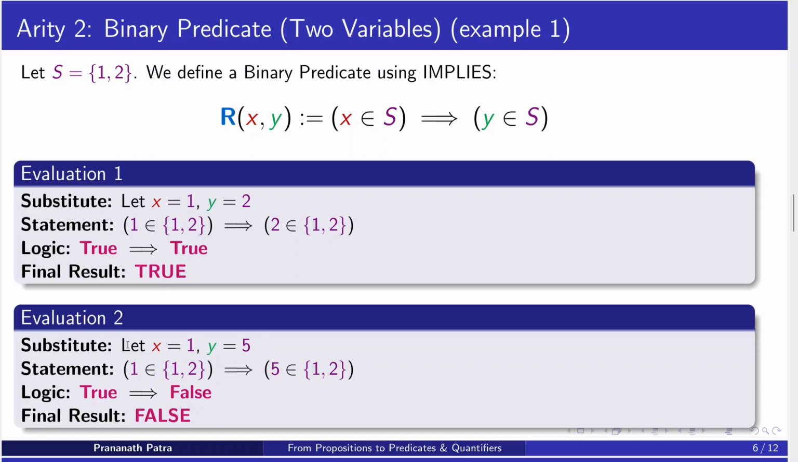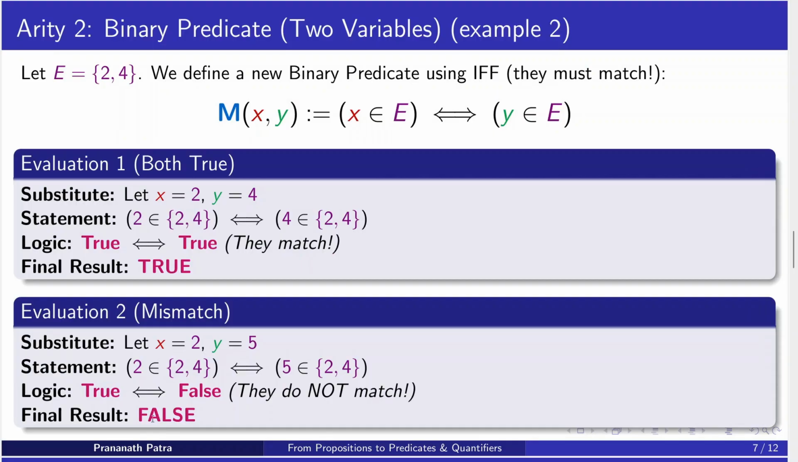For our second evaluation, let x equal 1 and y equal 5. The statement becomes 1 is in S implies 5 is in S. Since 1 is in the set but 5 is not, this logically translates to true implies false. Because the first part is true and the second part is false, the final result is false.